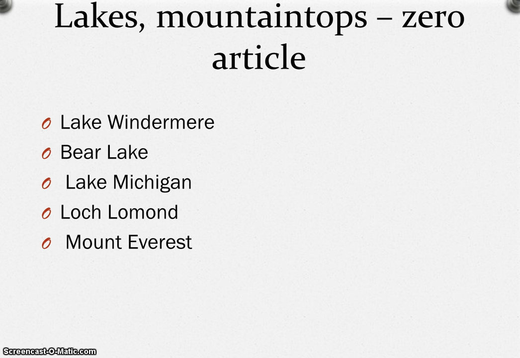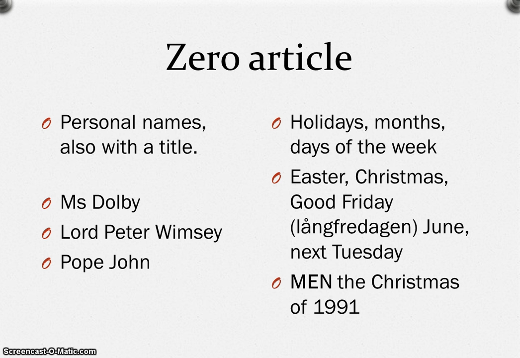Lakes and mountaintops are usually without article, as in Lake Windermere, Bear Lake, Lake Michigan, Loch Lomond, and Mount Everest. Zero article, meaning no article at all, is used with personal names, also when you have a title, as in Miss Dalby, Lord Peter Wimsey, or Pope John.